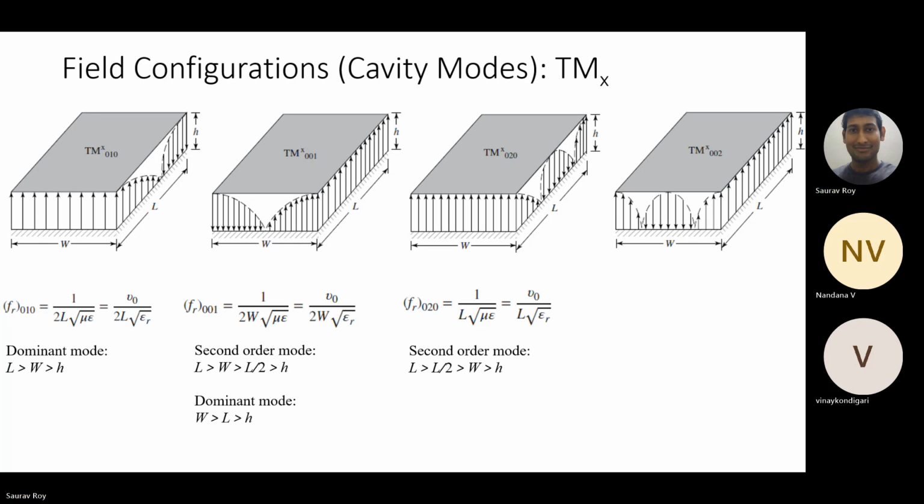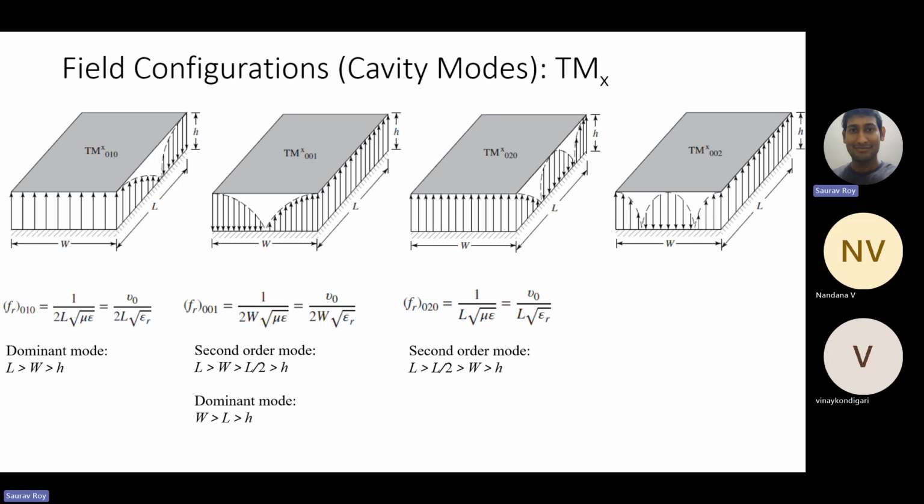Similarly, you can get the TM020 mode. In the 020 mode, you see across our Y direction, we have two half cycle variation. Two half cycle means one full cycle variation. So that is what it shows. Across L, we have two half cycle variation.